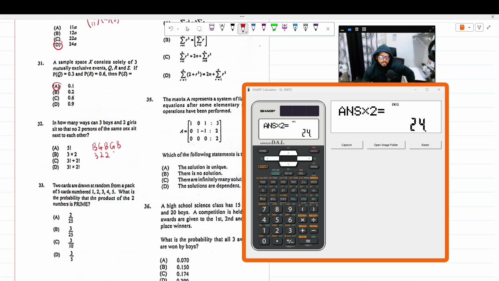Then we have 2 boys, then 1 boy, 1 girl, then 1 boy. This is 3 factorial multiplied by 2 factorial.